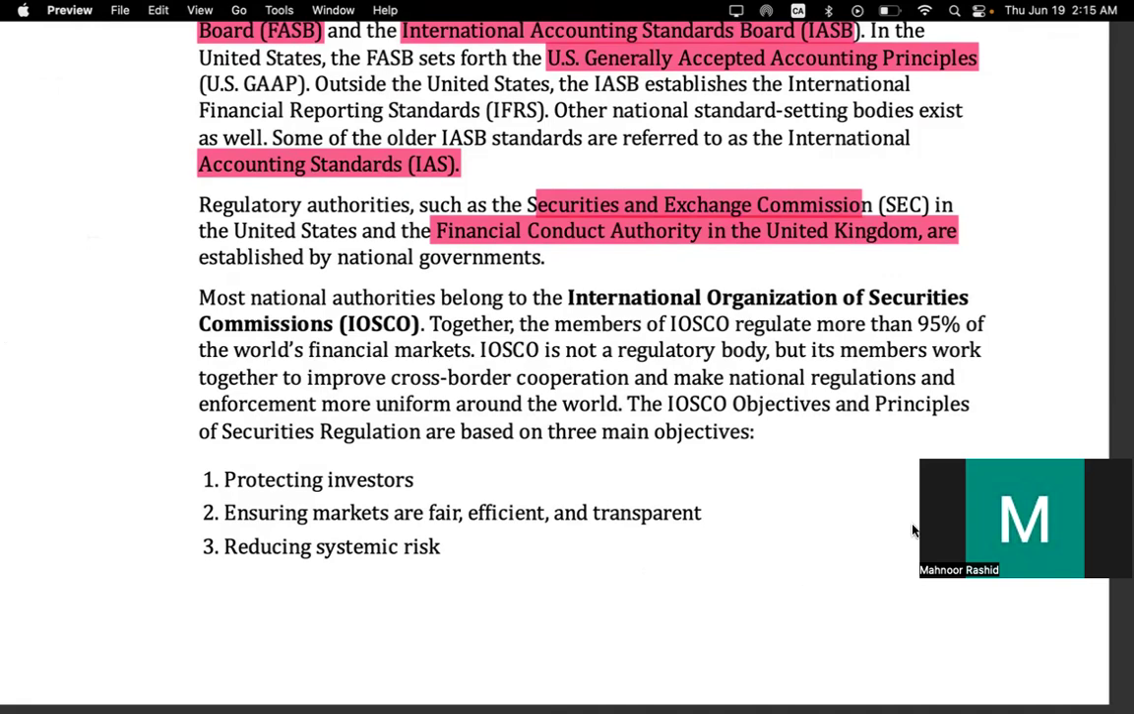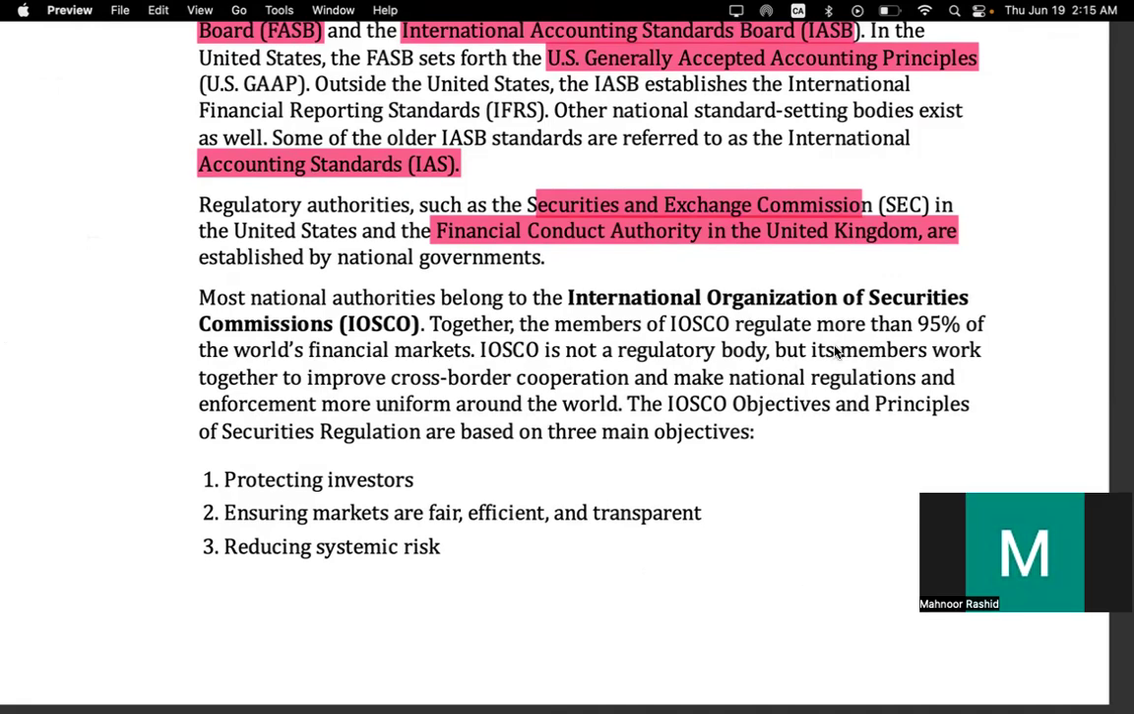So most national authorities belong to IOSCO. Together, the members of IOSCO regulate more than 95% of the world's financial markets. The members, that's the key word here. IOSCO itself is not a regulatory body.